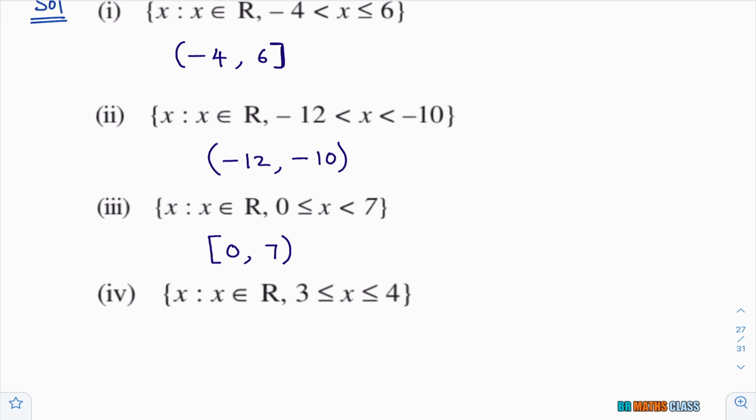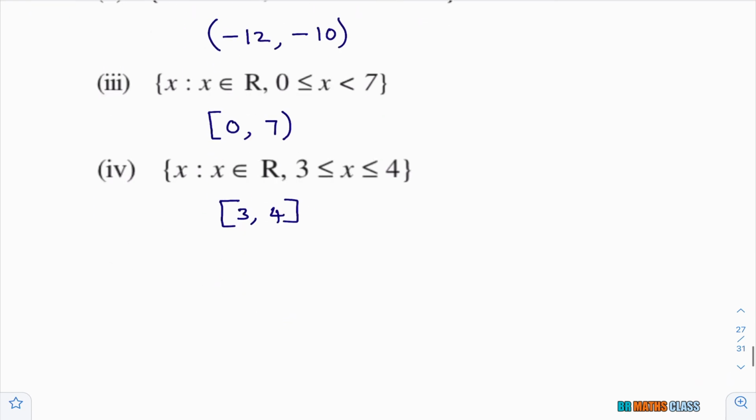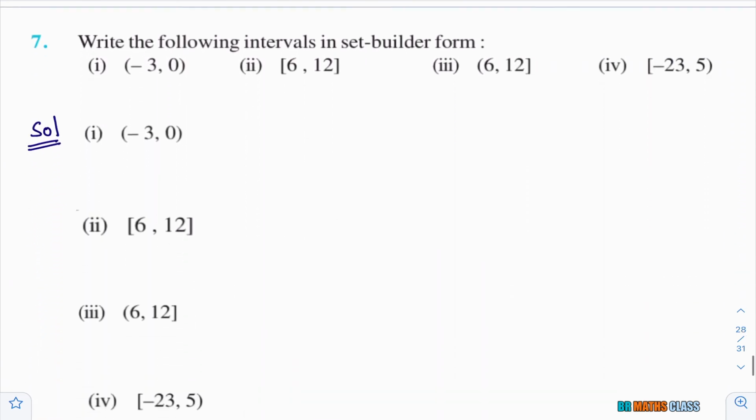Now come to the fourth bit. Look in the question. Here less than or equal to is there. Here also less than or equal to is there. Yes, can you answer this? Yes, what is this? Closed interval 3, 4. In intervals, we discussed these things more clearly, right? Now we'll move to the next problem.